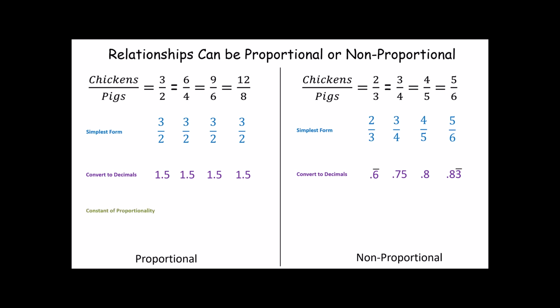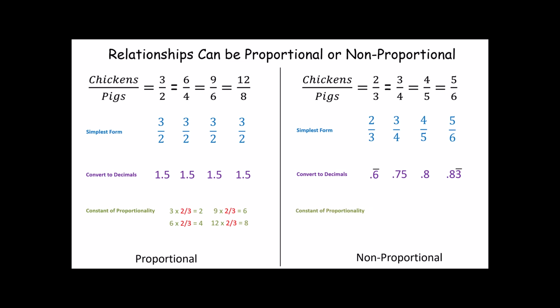A third method we can use is looking for something called a constant of proportionality. Notice that if I take the top number of 3/2 and multiply it by the fraction 2/3, it gives me the bottom number, which is 2. If I take the top number 6 and multiply it by 2/3, I end up with a 4, the bottom number. In fact, every ratio here, if I take the top number and multiply it by that constant of proportionality, the 2/3, it's going to give me the bottom number. 12 times 2/3 is 8.